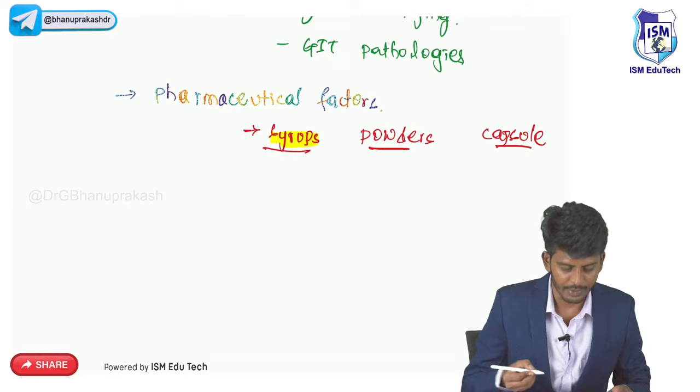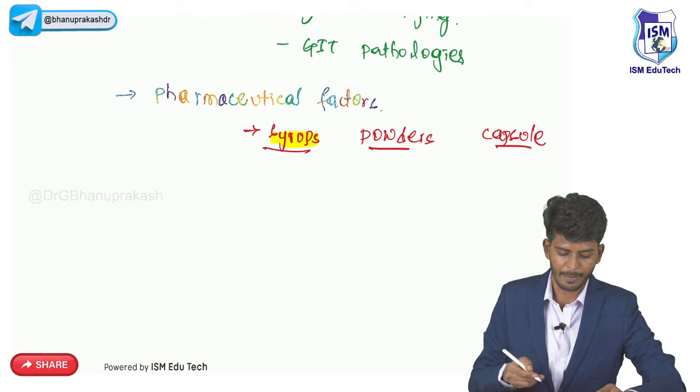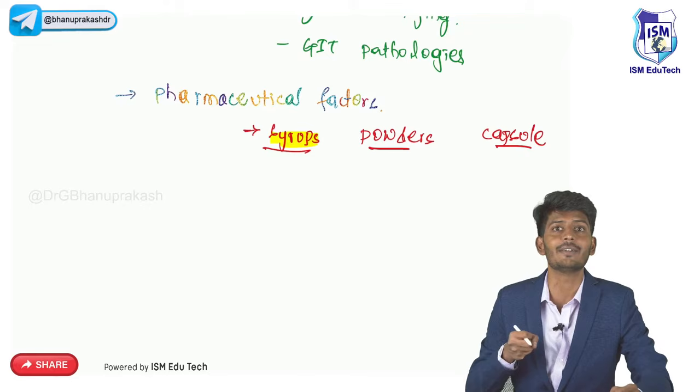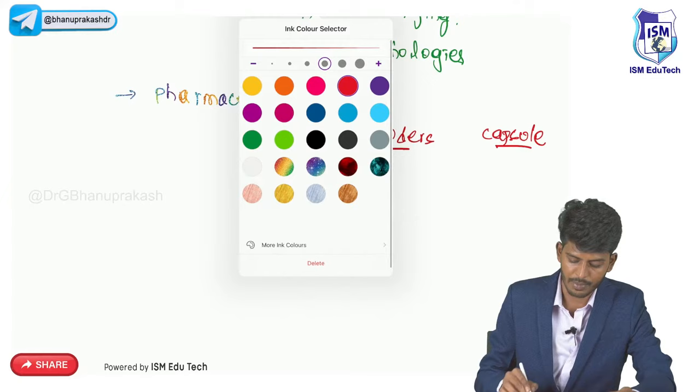What do we mean by syrups are the correct answer? Because look here, syrup is in a liquid form. So in the liquid form, the drug is already dissolved. If the drug is already dissolved, it can absorb very easily. So that is what I am trying to tell you people. Syrups have a better absorption than powder. Powders have a better absorption than capsules.